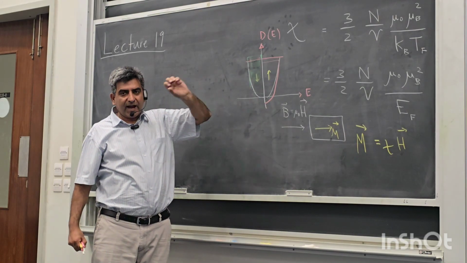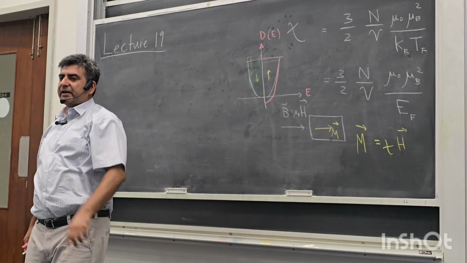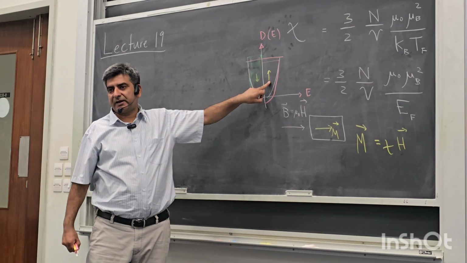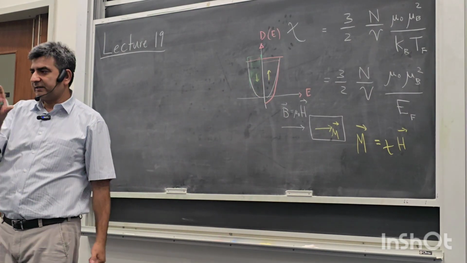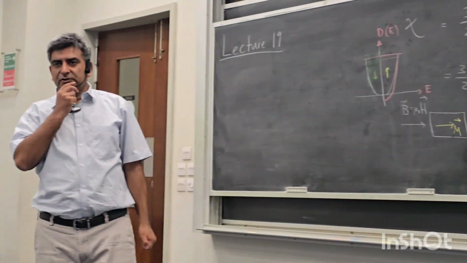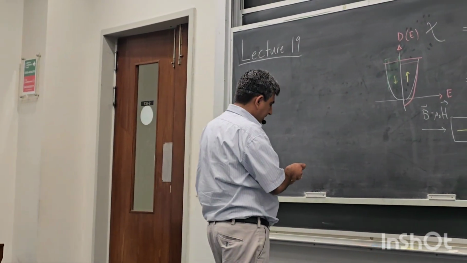All in all, at the end of this application of a magnetic field, there will be more electrons with spin up than with spin down, and the population difference will impart a magnetization to that material. So this is how this susceptibility is showing up.